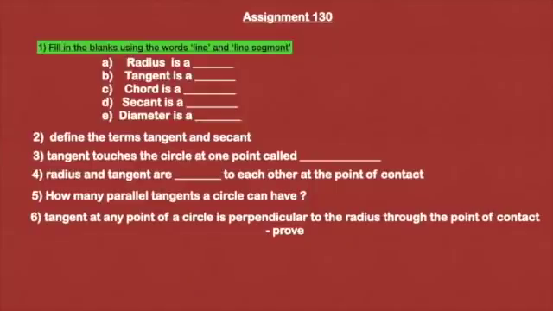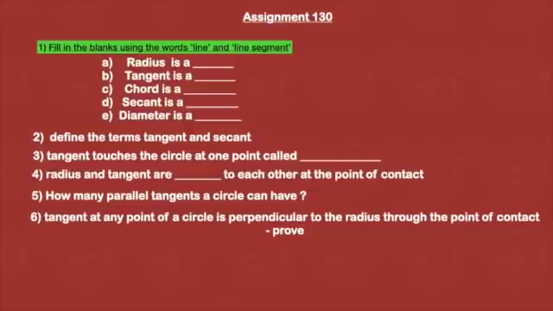Assignment number 130. First question is fill in the blanks. You have to fill the blanks using the words line or line segment. First one, radius is dash. You have to fill either line or line segment. B, tangent is dash. C, chord is dash. Secant is a dash. Diameter is a dash. You have to use only those 2 words, line or line segment.